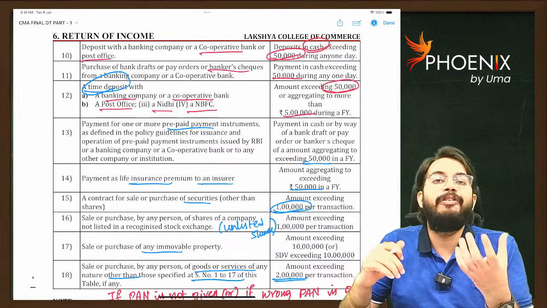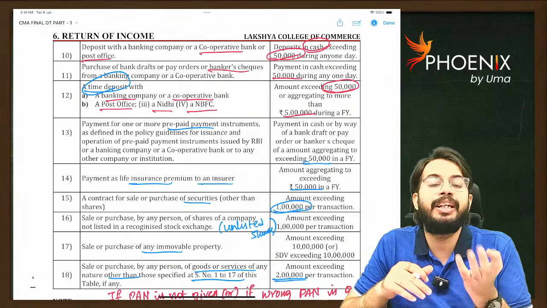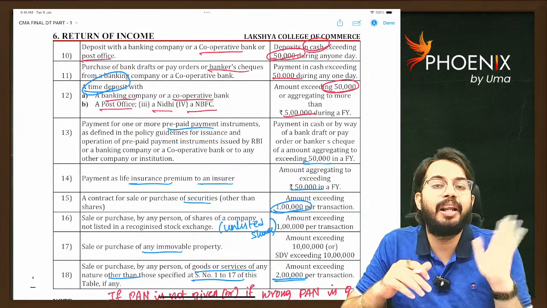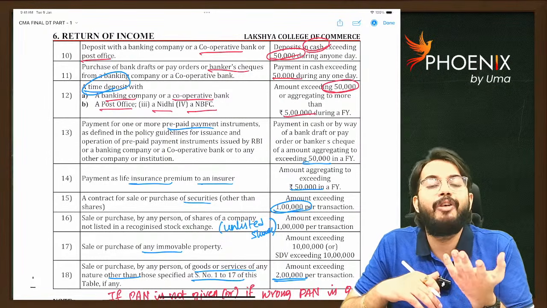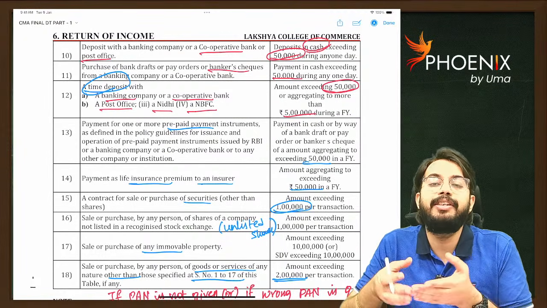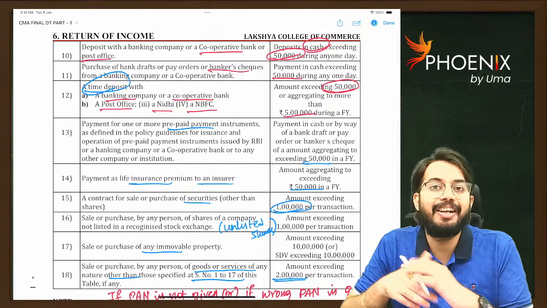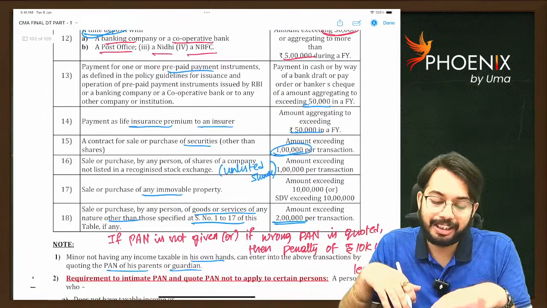Similarly, withdrawal, if you want to withdraw more than 50,000 cash from the bank, then also you are mandatorily required to give PAN number. What is the loophole? Every day I will withdraw only 49,000 rupees. In that way, I can escape. Okay.